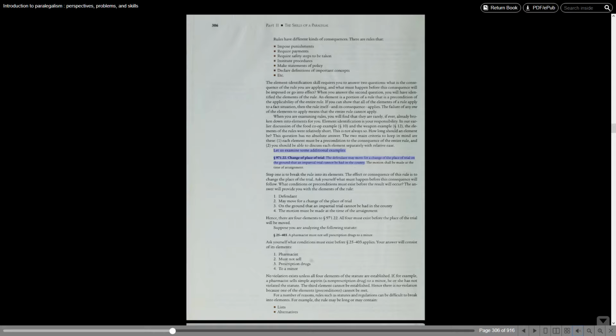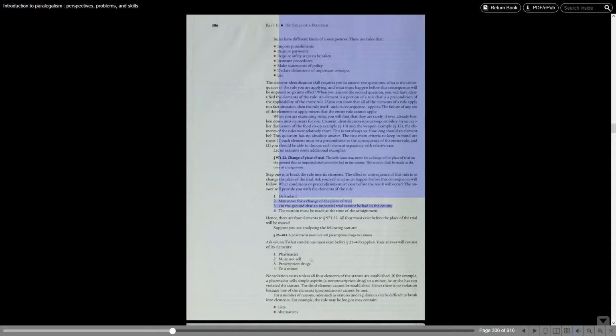971.22 Change of place of trial. The defendant may move for a change of the place of trial on the ground that an impartial trial cannot be had in the county. The motion shall be made at the time of arraignment. Step 1 is to break the rule into its elements. The effect or consequence of this rule is to change the place of the trial. Ask yourself what must happen before this consequence will follow. What conditions or preconditions must exist before the result will occur? The answer will provide you with the elements of the rule.